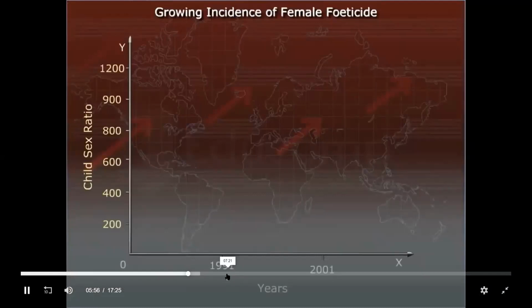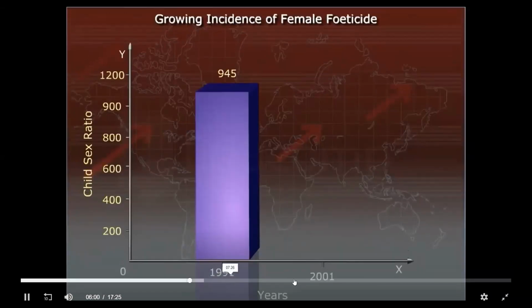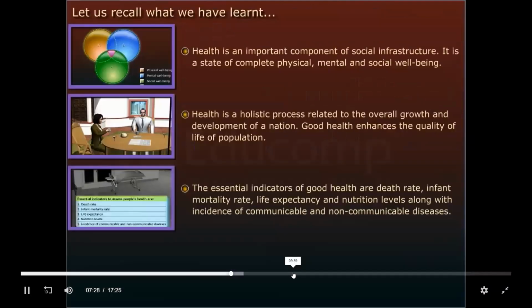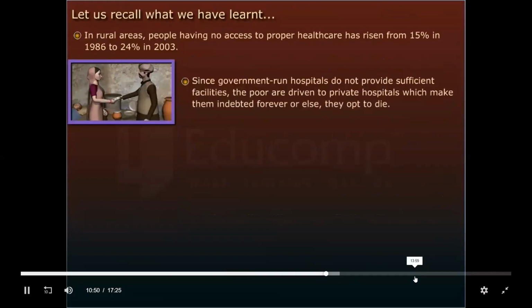The deterioration in the child sex ratio from 945 in 1990, the mortality rate, life expectancy, and nutrition levels, along with a fall from 1986 to 24% in 2003. Since government-run hospitals.